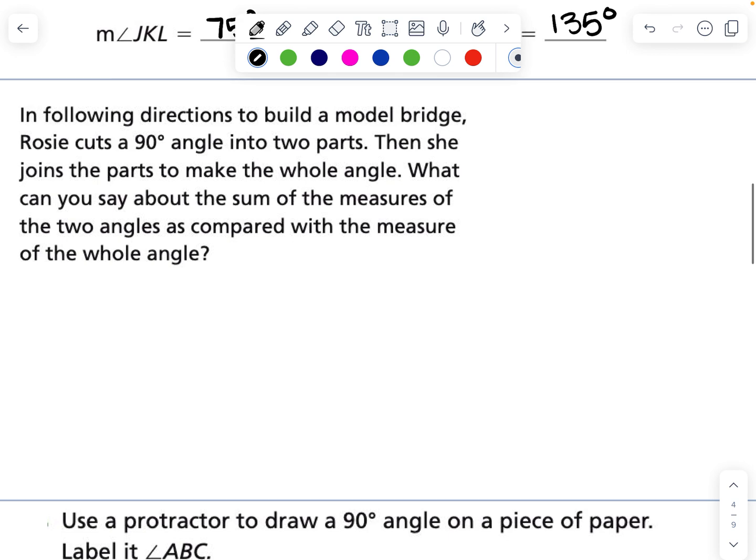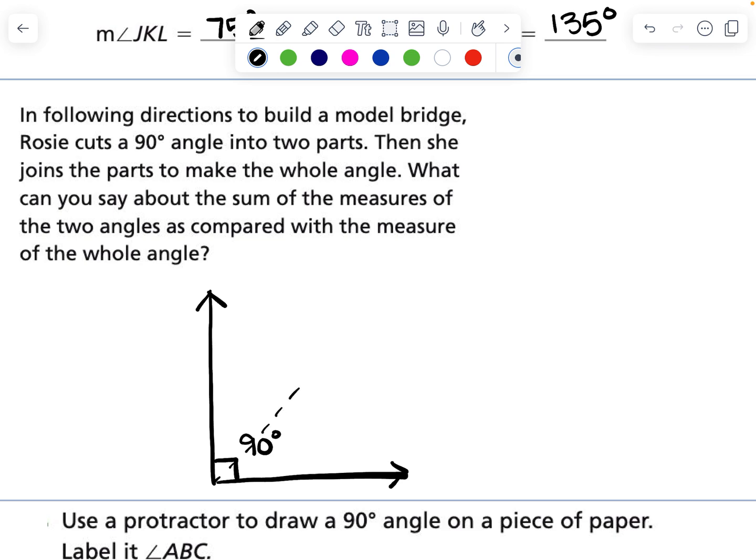Here's a question about Rosie. In the following directions, she wants to build a model bridge. Rosie cuts a 90-degree angle into two parts. Let's start with a 90-degree angle, knowing that that angle is a right angle and it's perfectly measured at 90 degrees. If she joins the parts to make the whole angle, what can you say about the sum of those two measures? Well, let's take a look.